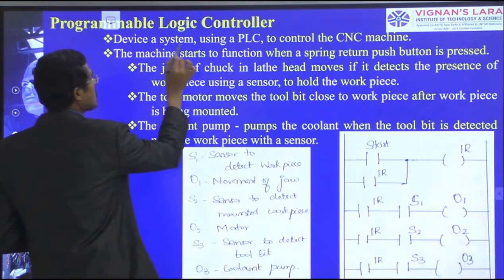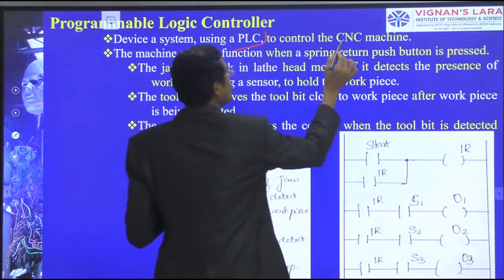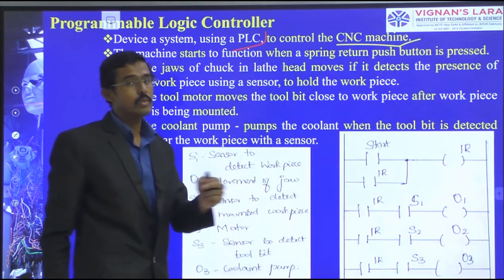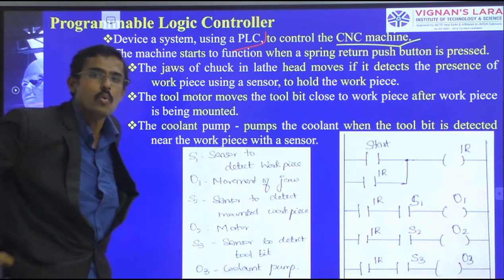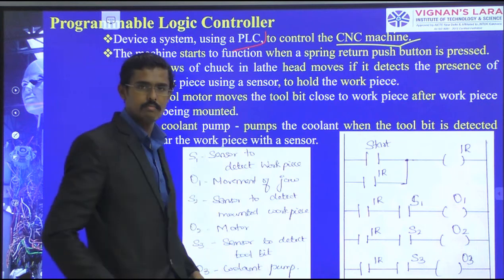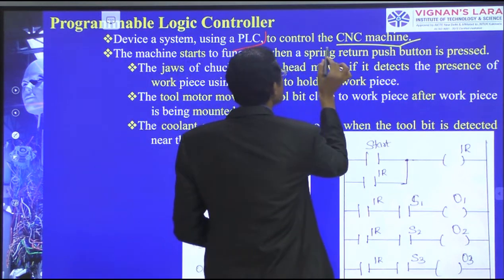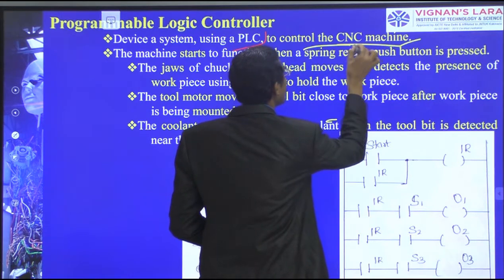A device, a system using a PLC, to control the CNC machine. Now we came to our mechanical CNC machine, how are we going to control it? The machine starts to function when a spring return, see, we are using a spring return here.